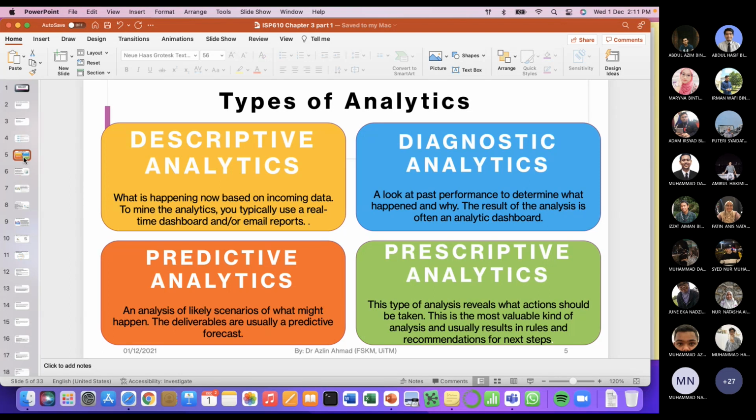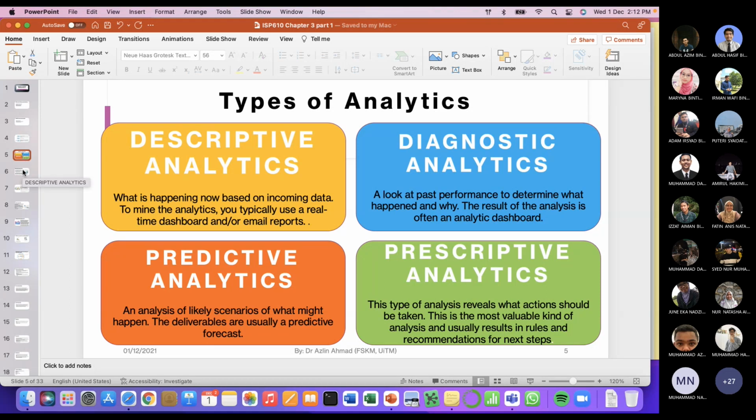So if you can see, descriptive, diagnostic, predictive, and prescriptive is actually an end-to-end process. From the raw data, we try to understand, we analyze it, we do the modeling, try to predict what will happen, and then we prescribe what are the things that need to be done.